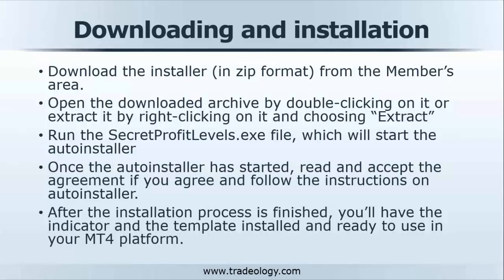Now, once the file has been downloaded, what you've got to do now is open the downloaded archive by double-clicking on it, or extract it by right-clicking and choosing Extract. Depending on your computer, depending on the operating system you use, the steps might be a little bit different. You may have the option just to double-click on it and it will open up, or you may have to right-click on it and choose the Extract option. Whichever method you decide to use, you're going to end up with the same result.